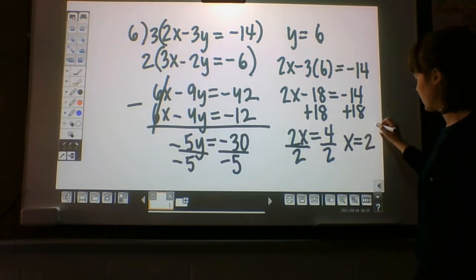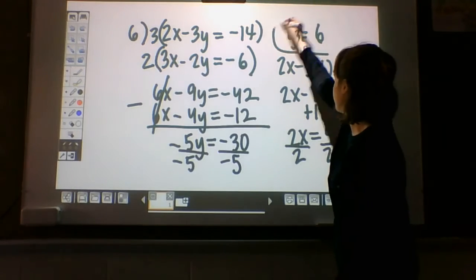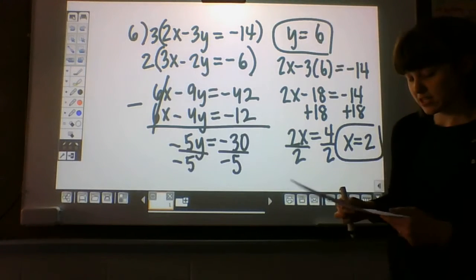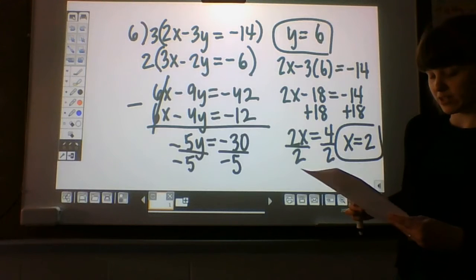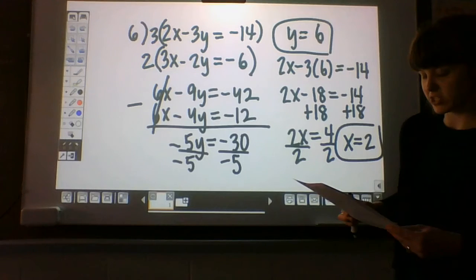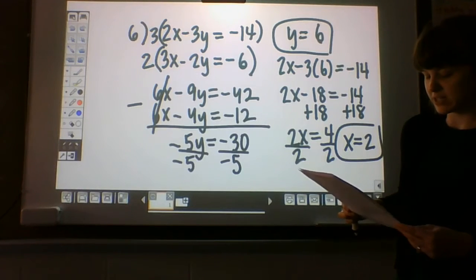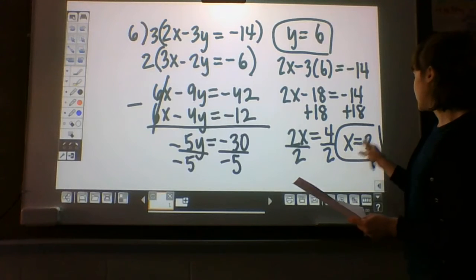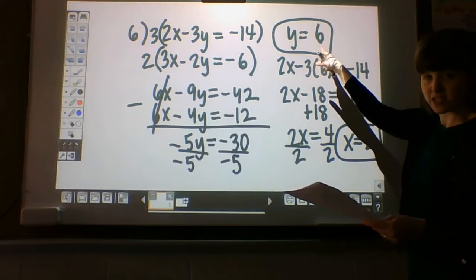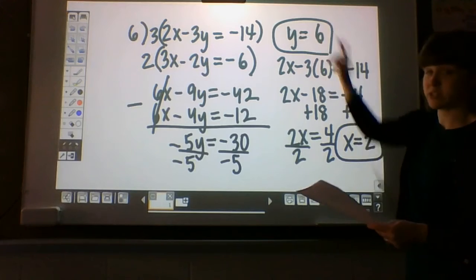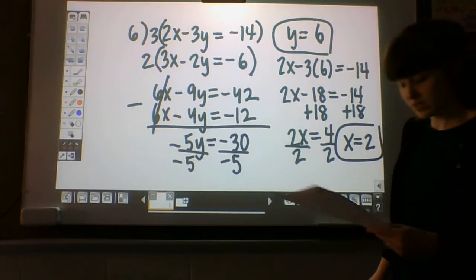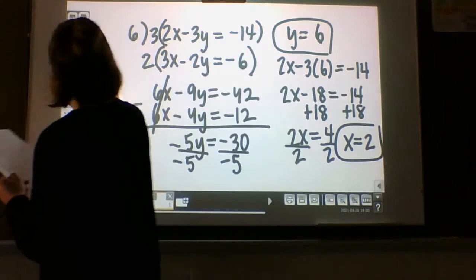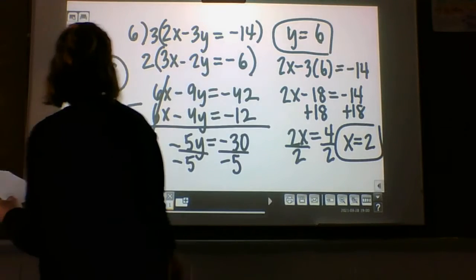Alright, so now it's important to take note of what the question was actually asking us. It says, if (x, y) is the solution to the system of equations above, what is the value of x minus y? So we're going to take 2 minus 6 to get our answer. So 2 minus 6 is negative 4. So the answer to number 6 is C, negative 4.